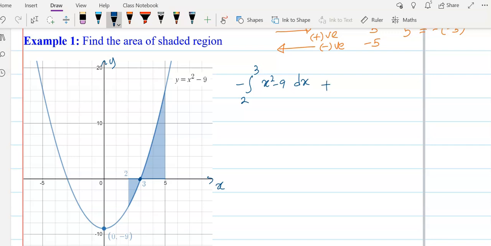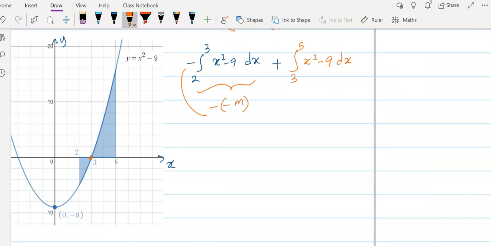Then I add a value. Basically what it means is this will deliver a negative something, right? To make it positive as an area, I need to put that minus in the front. That's what I did. And for the second one, I'm going to go from 3 to 5, and again f(x) dx. Now I integrate. Of course, this is exactly the same function, but you must split where the graph goes through the x-axis.